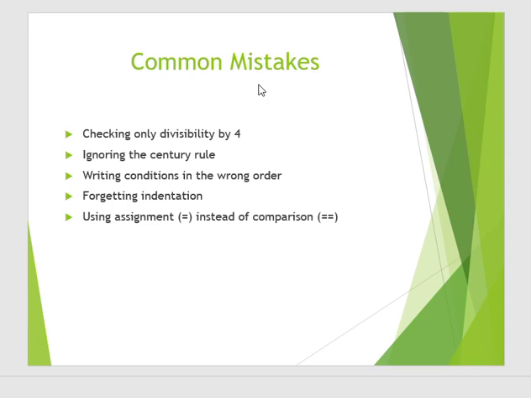Or using assignment operator instead of comparison. We are comparing here. So year modulus 400 means we are getting one value, equals to 0. It means two things are compared. If they both are right, then only it is going to give you the right answer.